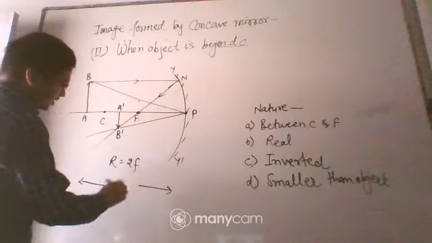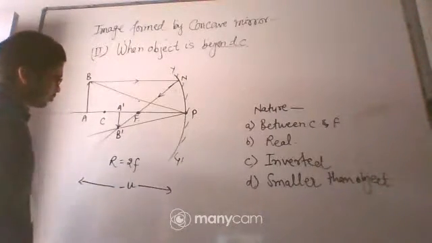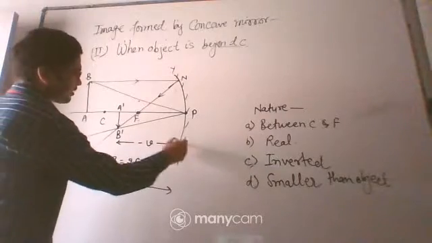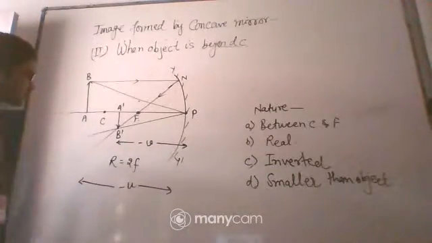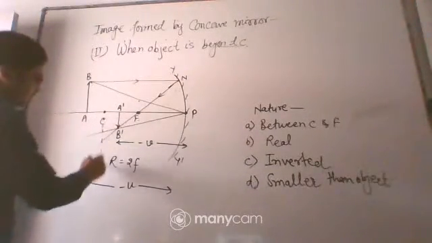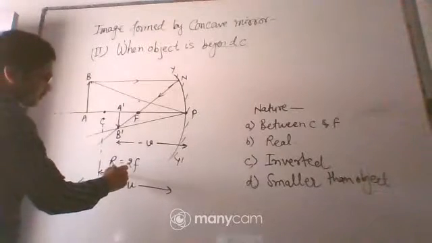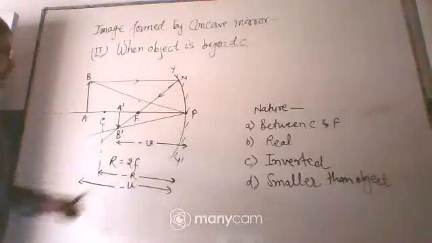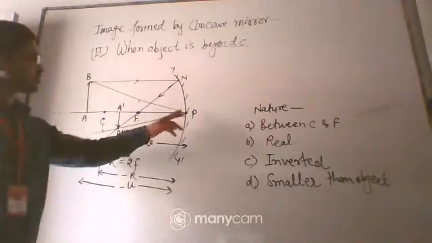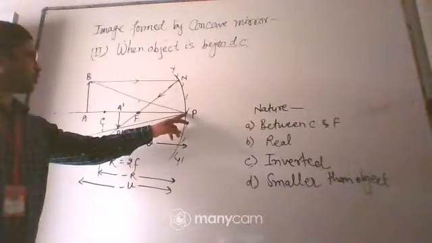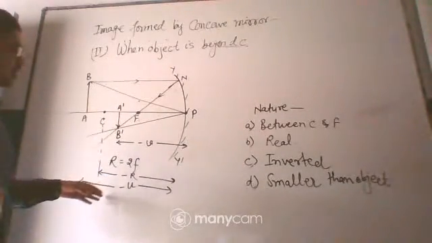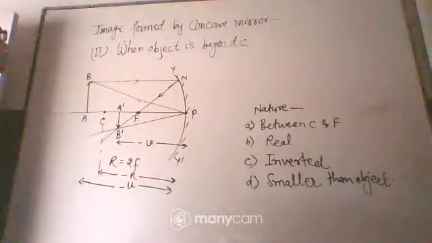Now this object distance is actually negative U, and this is the image. So this distance should be minus V according to the sign convention, and distance of the center of curvature from the pole should be minus R. Why these are negative? Because all the distances are measured from the pole and in opposite direction to the incident ray. So these are taken as negative. So I hope you understand this case.